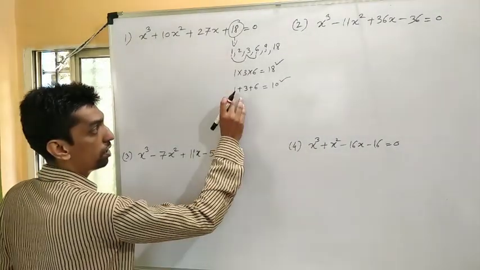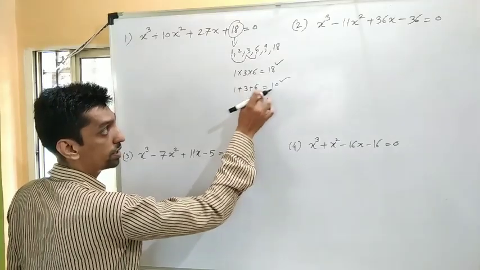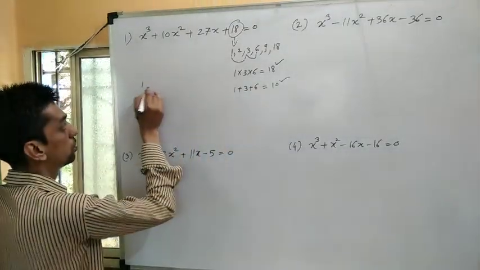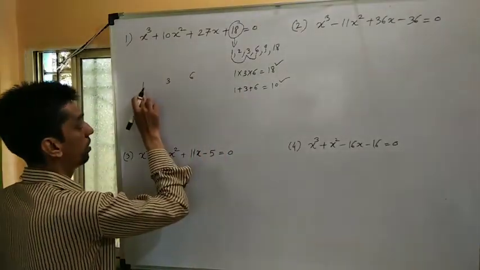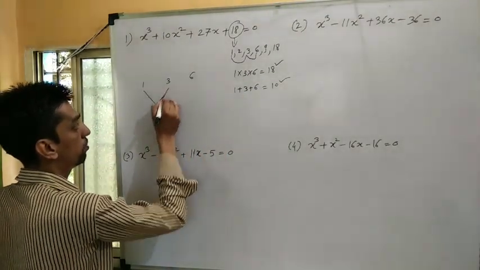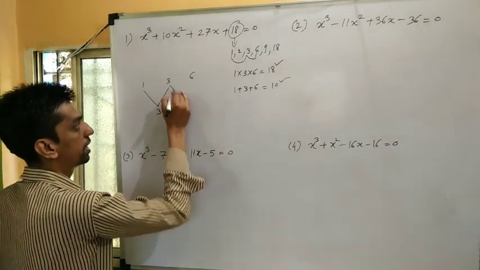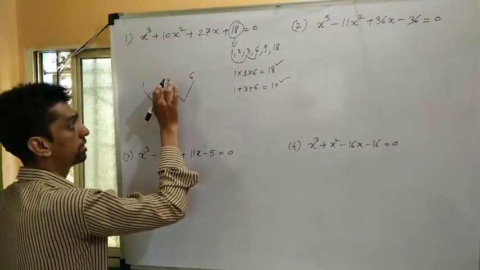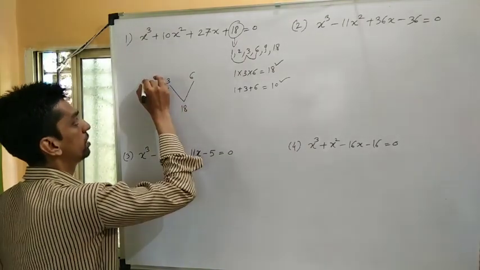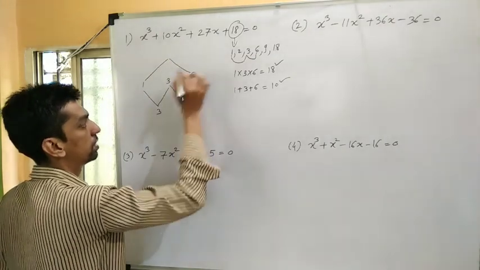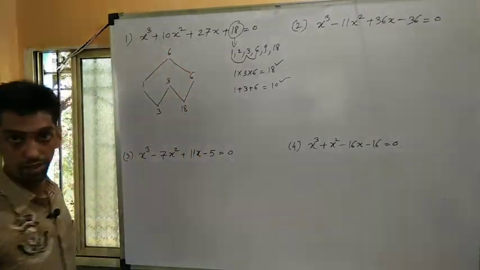In the next step, again we have to take these 3 numbers along with their sign. All these 3 numbers have plus sign. So write down those 3 numbers here: 1, 3, 6, 1, 3, 6. Then select the first 2 numbers, multiply them: 1 into 3 is 3. Then select the second 2 numbers, 3 and 6, multiply them: 3 times 6 is 18. Then select the first and third number, multiply them: 1 into 6 is 6.